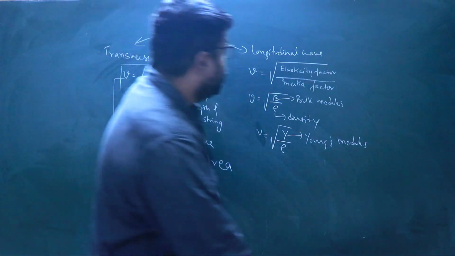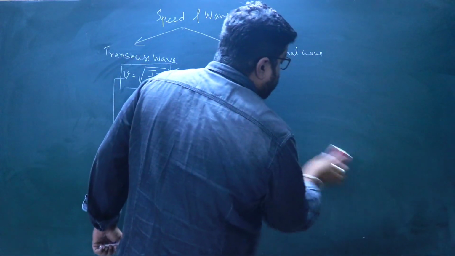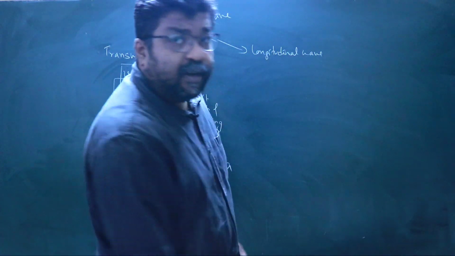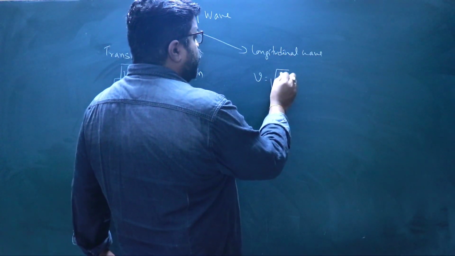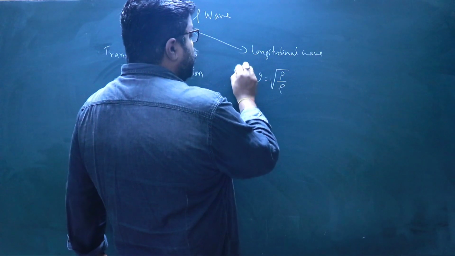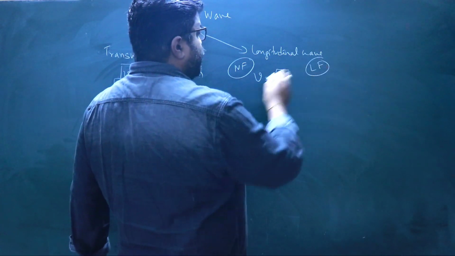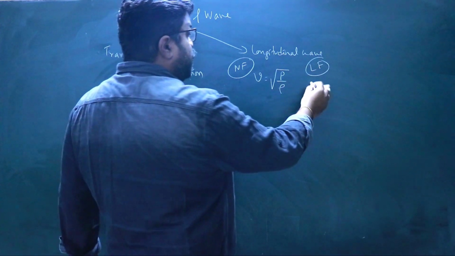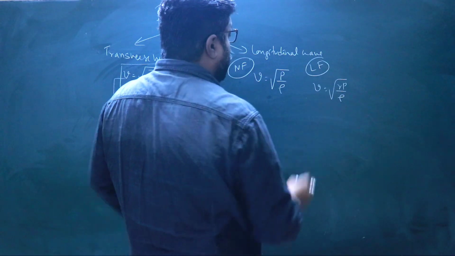Okay, now based on this we have the speed of sound wave propagating in air. The Newton formula is V is equal to square root of P by rho. This is Newton formula. And Laplace formula is V is equal to square root of gamma P by rho.